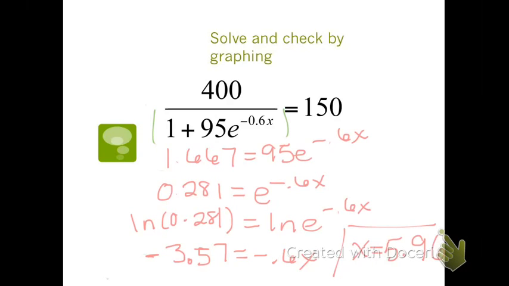The same old way that we solved it before still works. Put everything on the left in as y1, put 150 in for y2, adjust your window, find the intersection, and then you get your answer that way too.